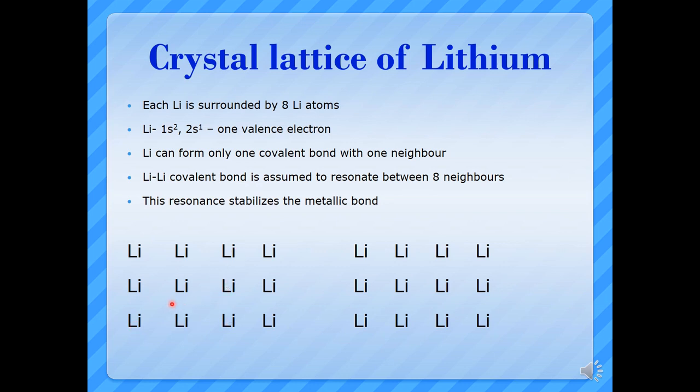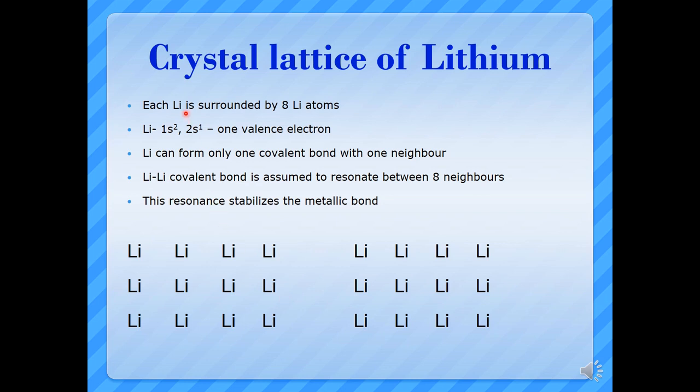So there are 8 immediate neighbors for one lithium atom, and also there are 6 other next to nearest lithium atoms. If you consider this one, this lithium is the nearest neighbor, and then you have next to nearest neighbors. This is the next to nearest neighbor. So for each lithium atom, there are 8 nearest neighbors and 6 next to nearest lithium atoms.